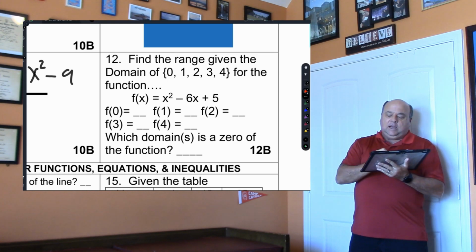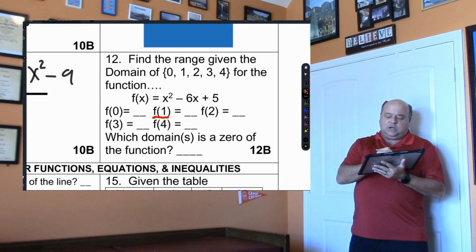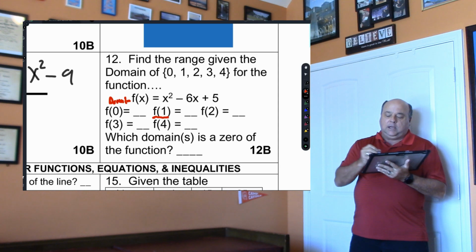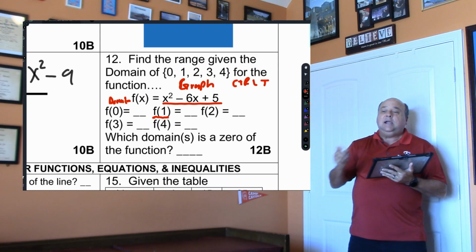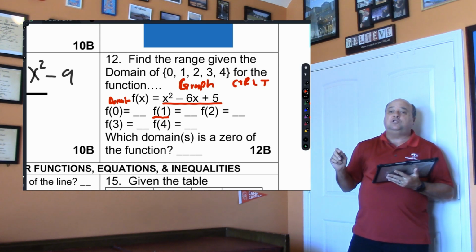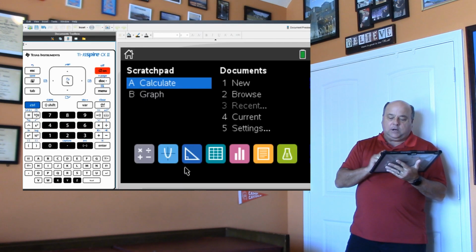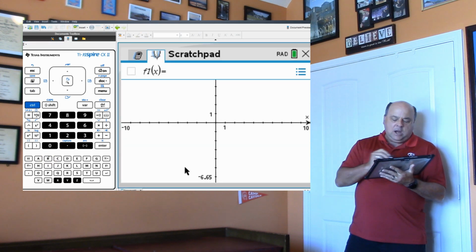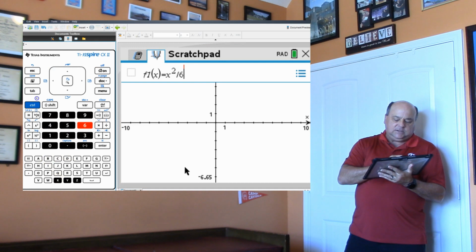This one right here. If you want to find the domain, this is your domain. And you want to find the range, okay? You're going to graph this, and then you're going to hit Control-T. If they give you decimals, you got to graph trace. So we're going to do x squared minus 6x plus 5. So we're going to go to our calculator. We're going to go to graph. And we're going to do x squared minus 6x plus 5.